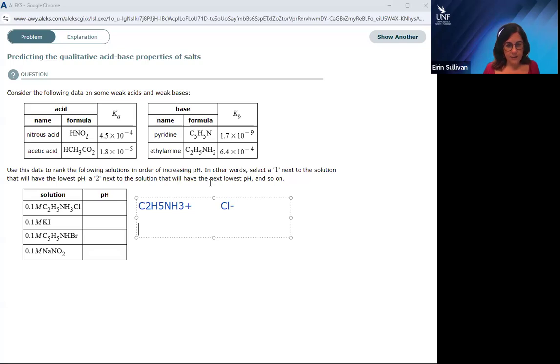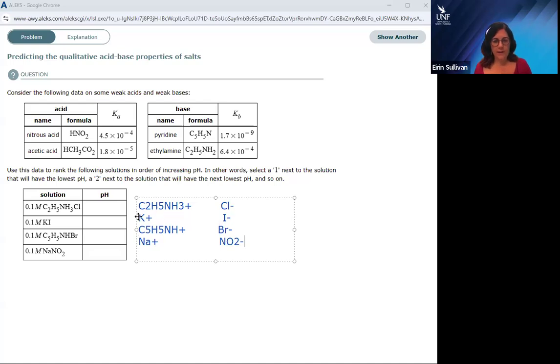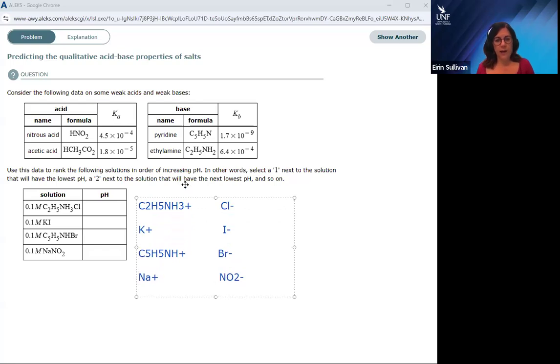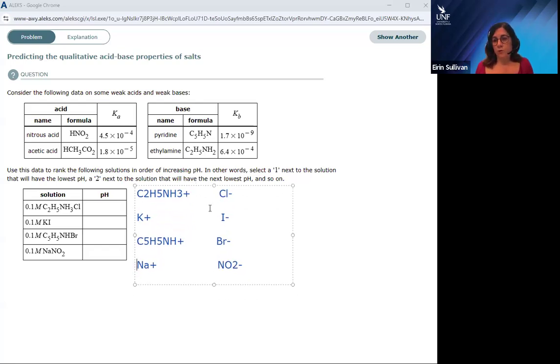Okay, so if I take potassium iodide, that is going to break apart into the potassium cation and the iodide anion. Let's see, what else have we got here? C5H5NH plus will be my cation, and Br minus, the bromide ion, will be my anion. And then I have sodium nitrite. So sodium will be Na plus and nitrite will be NO2 minus. So let's look at each of these ions in turn. Like I say, the cations are either going to be neutral or acidic, and anions can either be neutral or basic.